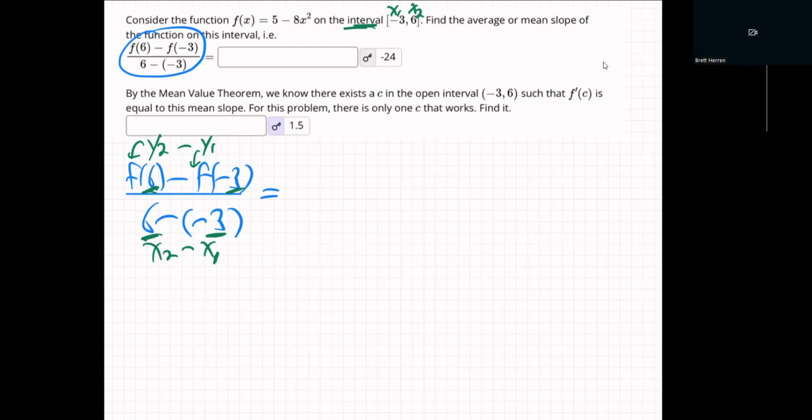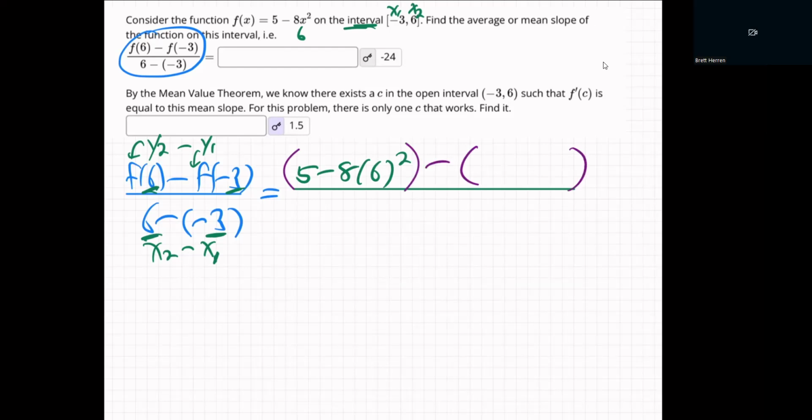So we're finding the slope, and so let's do it. f of 6 means plug 6 into that function. So you're going to get 5 minus 8 times 6 squared, minus, and then we're going to plug negative 3 into that: 5 minus 8 times negative 3 squared, over 6 minus negative 3. This right here is f of 6 because I plugged in 6, and this is f of negative 3 because I plugged in negative 3.